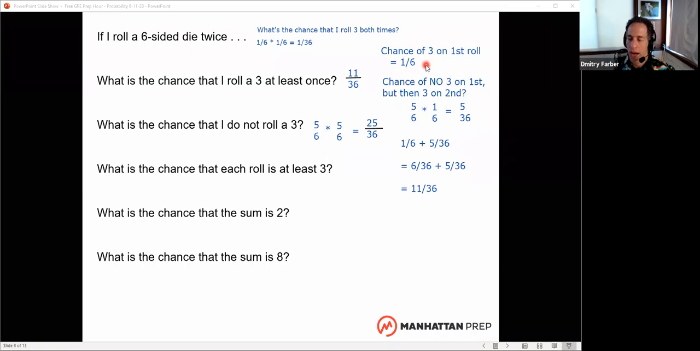So we're adding 1/6 and 5/36 because the 1/6 is the chance that I get it on the first roll, whether I get it on the second roll or not. And the 5/36 is the chance that I don't get it on the first roll, but I get it on the second. It's like my second chance, if that makes sense, right? It's a chance that I wasn't selected here, but I did get it there.